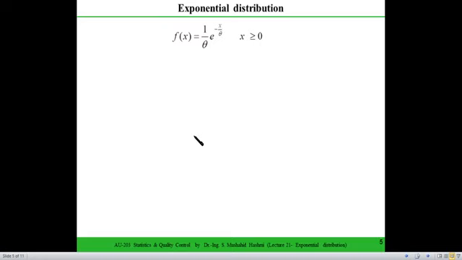So for this exponential distribution, if we have to calculate the mean value, the mean is just the expected value. So what you need is to integrate this function.